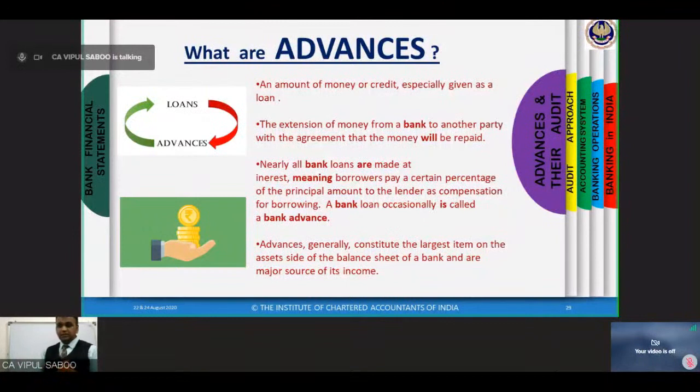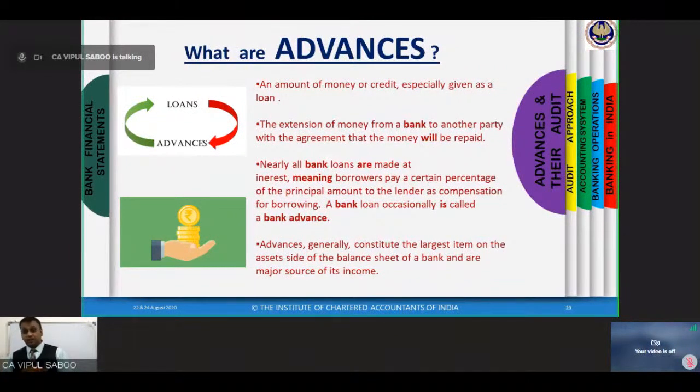Okay. Then, nearly all bank loans are made at interest. So, what are banks there for? They are not NGOs, right? They are there to do business. If they are lending you money, they want something in return. And what is in return? Quid pro quo, consideration. So the consideration I get is the loan, the money, and the consideration the bank wants is the interest. So banks give loans for interest.